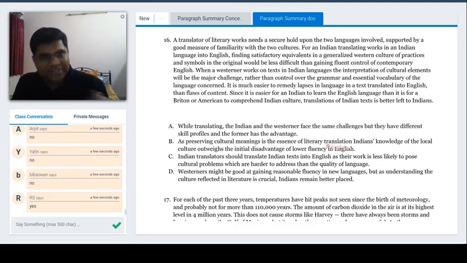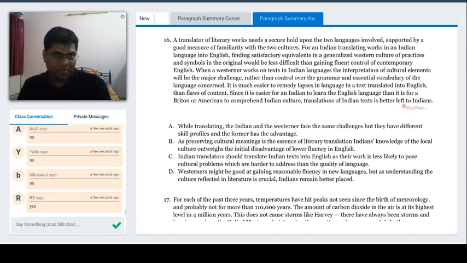Indian translators should translate Indian text. Is it given? Yes, indeed it is given. It comes as the conclusion of the paragraph. Look towards the end. It says here, since it is easier for an Indian to learn the English language, a translation of Indian text is better left to Indians. So can I say that the first part of C is doing a good job? Indian translators should translate Indian text into English. Why? Because their work is less likely to pose cultural problems, content problems, cultural problems, which are harder to address. That's the reason why the author says that Indians should translate.